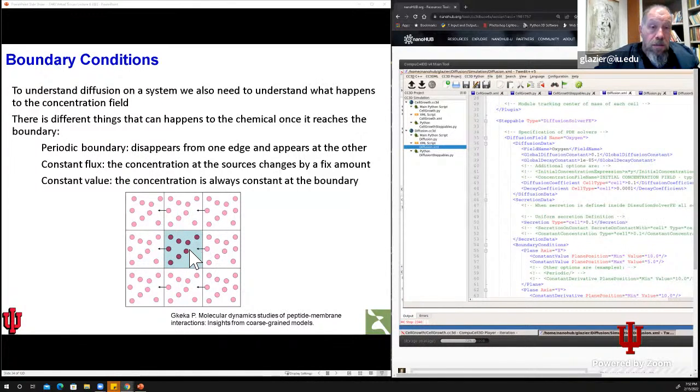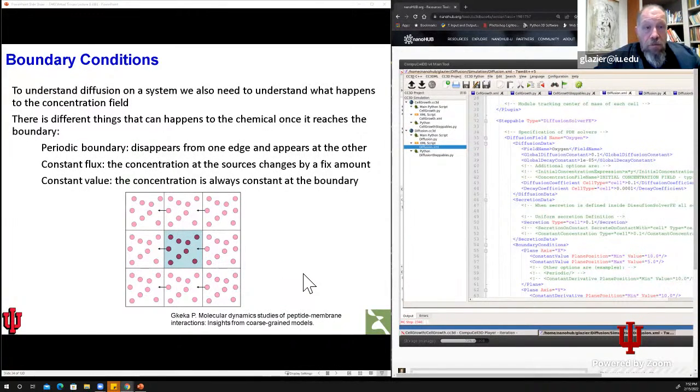Our fields and our cells represent a region of space, and it's not the whole universe. And so we have to decide what happens at the boundaries. For the cells, we sometimes have used fixed boundary conditions, no flux boundary conditions. Sometimes we've used periodic boundary conditions. For chemicals, this is also going to be important. We have to ask the question, what happens at the boundary?